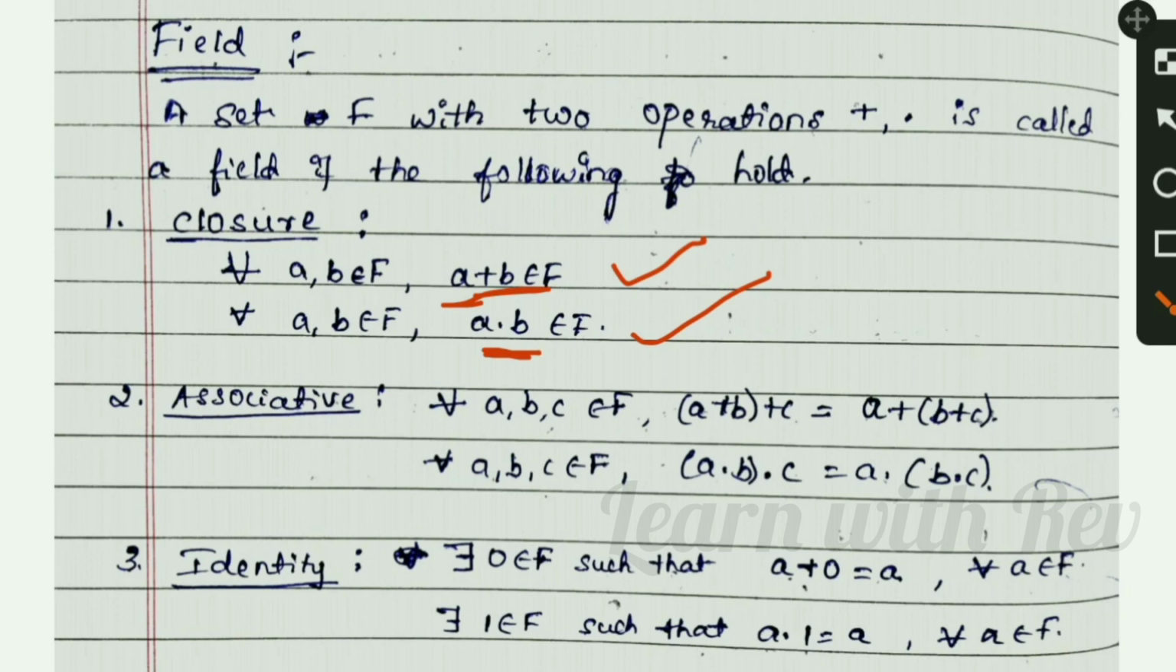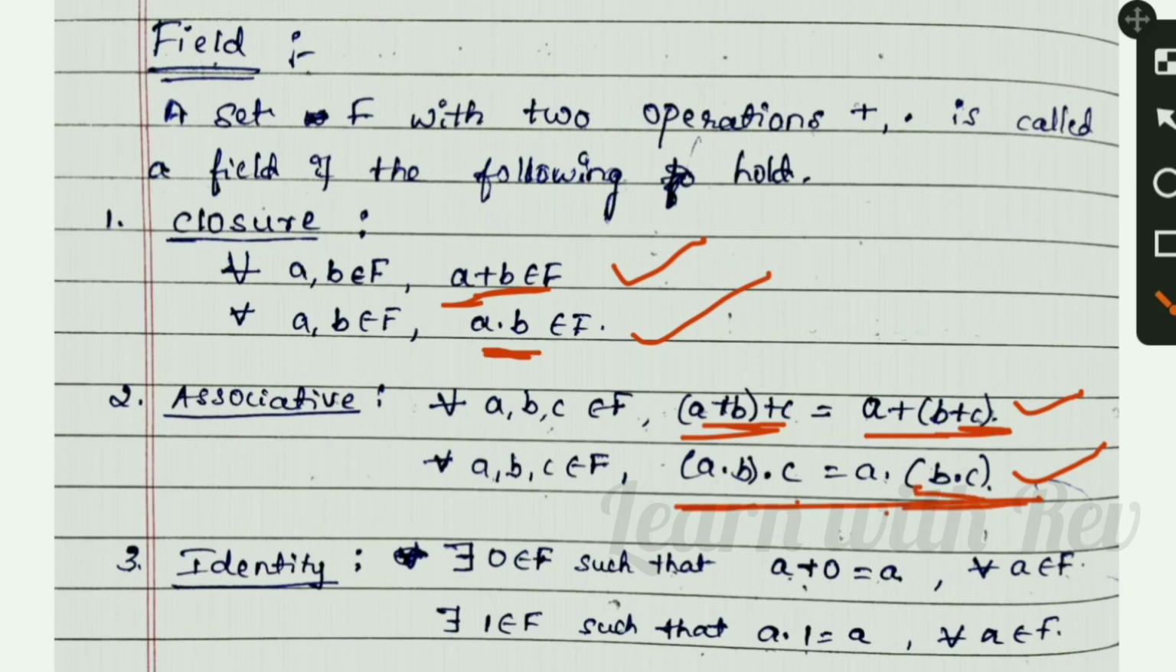Next, associative. Associative also we have two cases, that is under addition and under multiplication. For all A, B, C belongs to F, (A plus B) plus C is equal to A plus (B plus C). So for multiplication we have (A into B) into C is equal to A into (B into C).